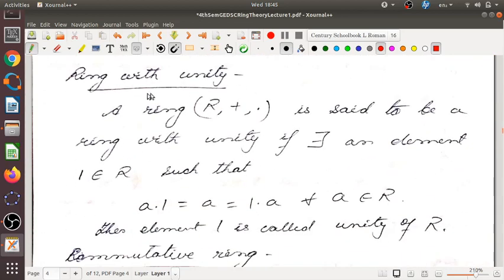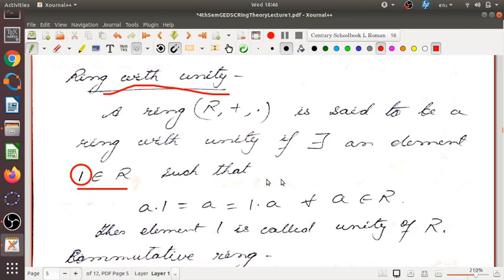So let us come to the definition of ring with unity. A ring (R, plus, dot) is said to be a ring with unity if there exists an element 1 inside R. So we denote it by 1. It may not be the actual one that we studied in numbers. It may not be the number 1. In fact, you will see today itself, when I do rings of matrices, this 1 will actually be the identity matrix. So this one depends on the set where it belongs. Here it is just a symbol. It may not be the one that we know.